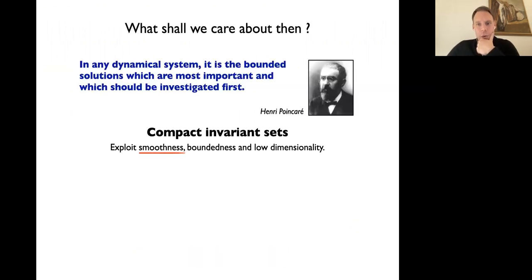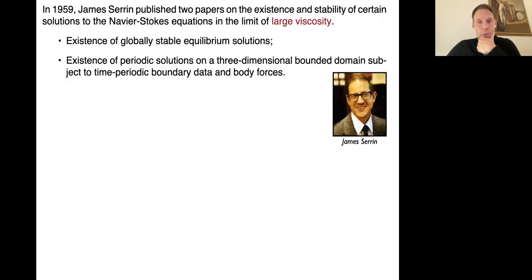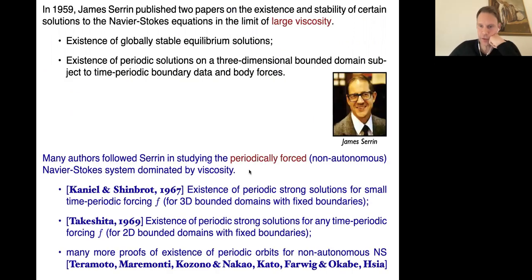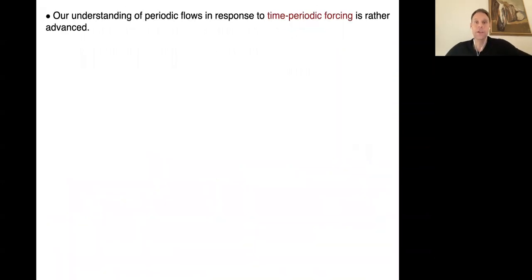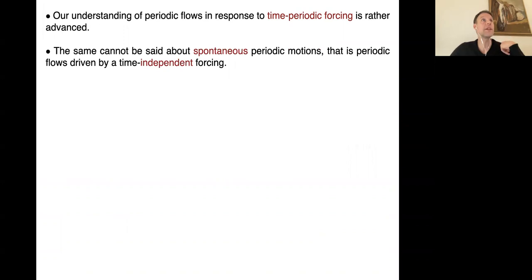So many people following the work of Serrin actually proved the existence of periodic motions based on the fact that the forcing term is time periodic. Okay, so I would say that our understanding of periodic orbits and periodic motions in Navier-Stokes in response to time periodic forcing is rather advanced, but we cannot say the same for forcing terms which do not depend on time, and these are referred to as spontaneous periodic motions.